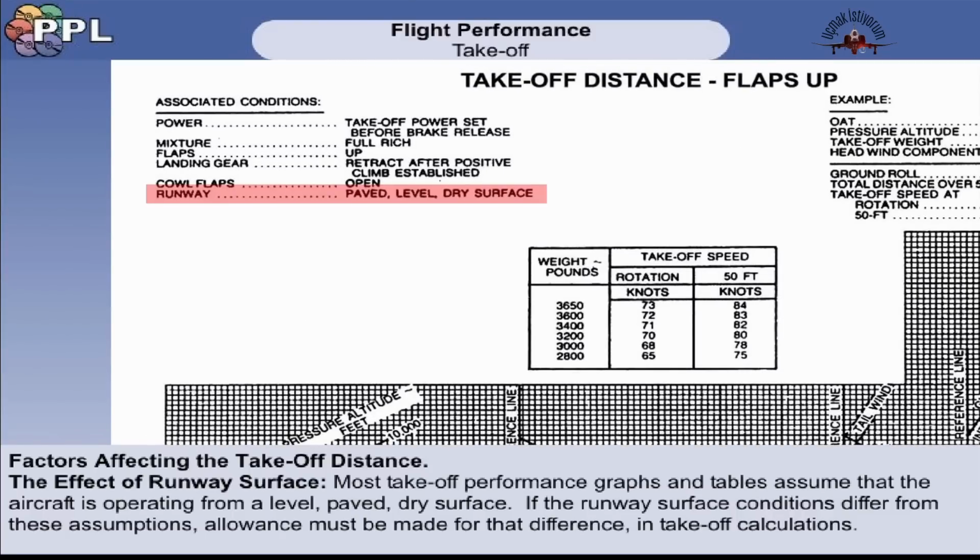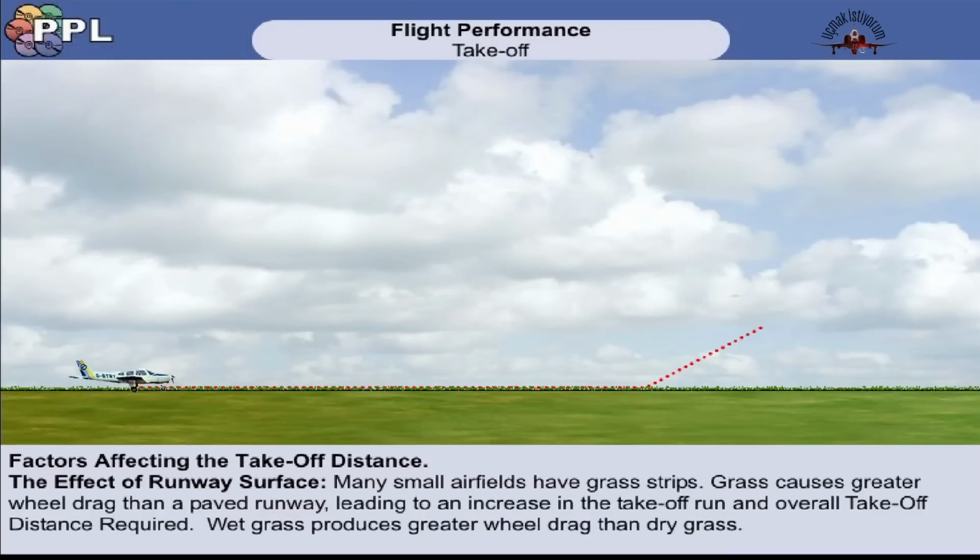Most takeoff performance graphs assume a paved hard surface. If conditions of the runway are not like this, then the effect on takeoff distance needs to be understood and corrections applied. A lot of small airfields have grass runways. The grass will increase the drag on the wheels, or in other words, increase the rolling resistance. This will reduce the acceleration and as a result increase the takeoff distance.